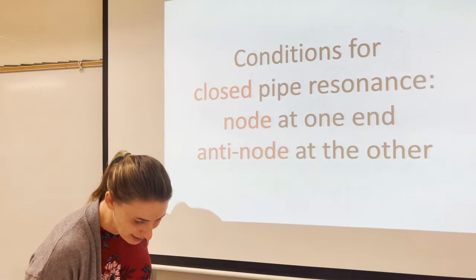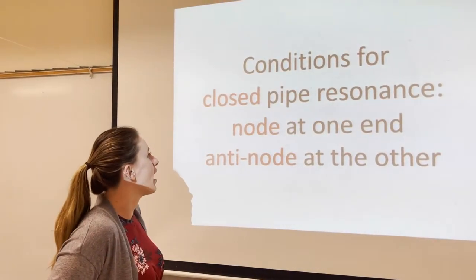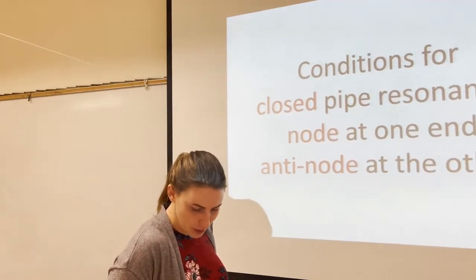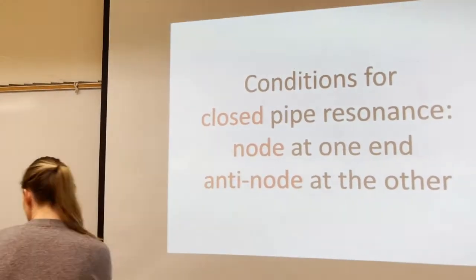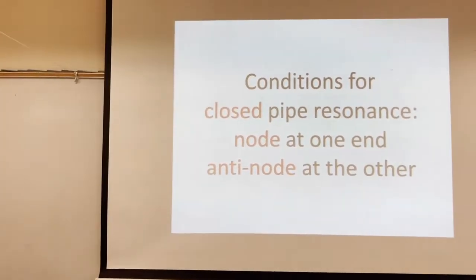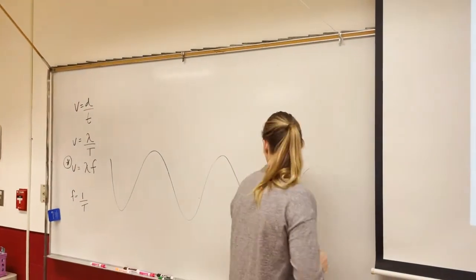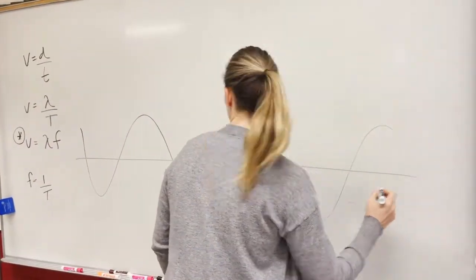So conditions for closed pipe resonance: a node at one end and an antinode at the other. And the reason for that is because one end of the pipe is closed, the other end is open. So you have one part of a standing wave at one end and another part of a standing wave at the other end.